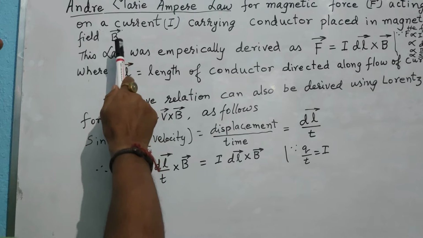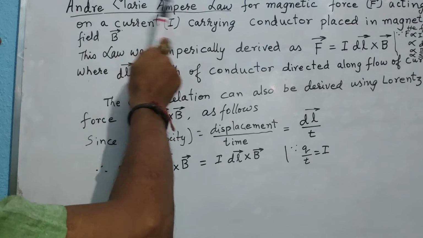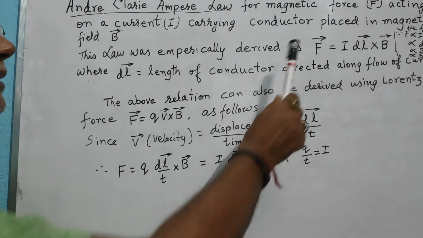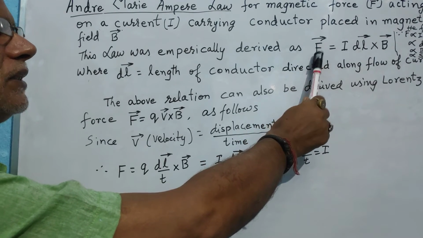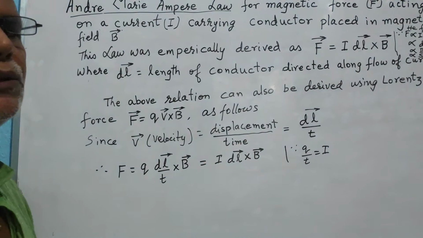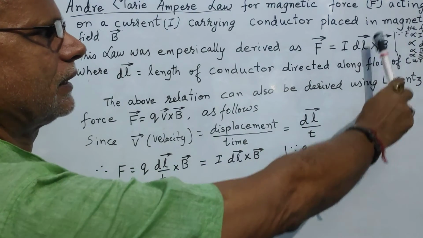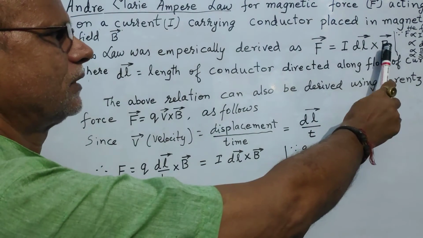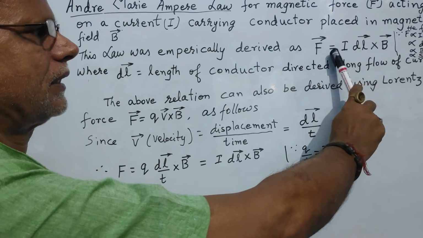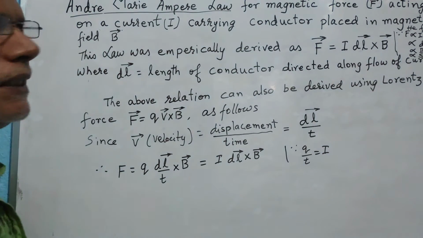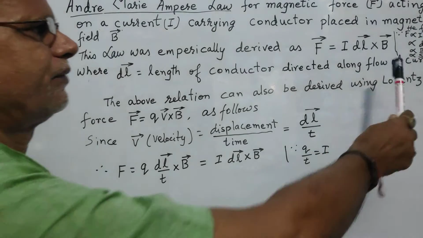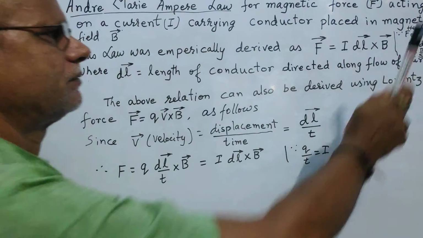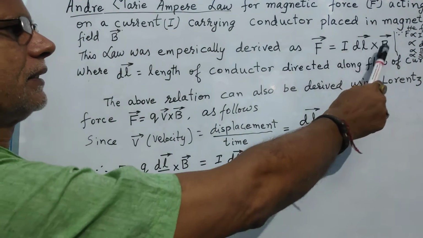Now here you see, Marie Ampere law was derived empirically. What they found is that the force acting on the conductor is directly proportional to the current. Force acting on the conductor is directly proportional to the length of the conductor. Force acting on the conductor is directly proportional to the magnetic field present over there, and force acting on the conductor is also directly proportional to sine of the angle between the conductor and the magnetic field.